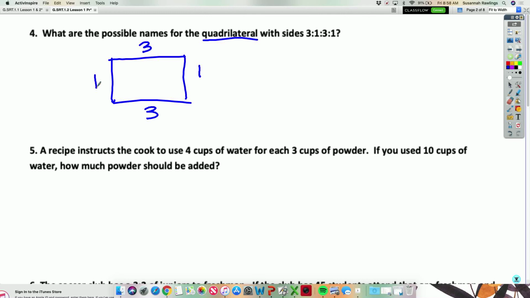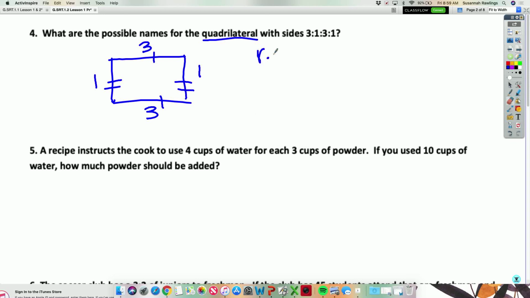No, it's telling me that what sides are congruent? My opposite sides are congruent. So there are two answers here. What type of quadrilateral could this be if the opposite sides are congruent? I'll pause the video here and let you think about that with your partner.